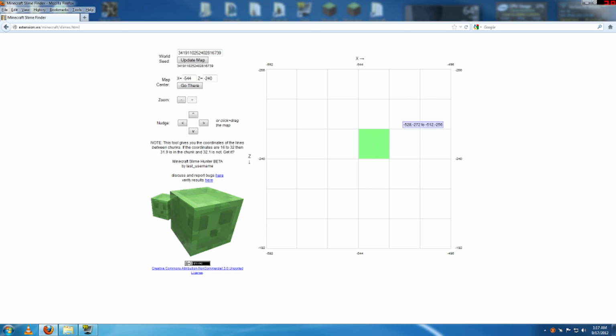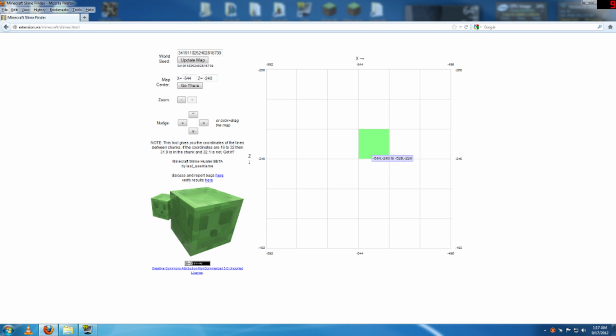Draw a square just like this, and in this corner you write X, -544, and Z, -240. So take this little corner right here, because we know a chunk is a 16 by 16. So all we have to do is dig 16 this way and 16 this way. So in the Z, we dig 16, and on the X, we dig 16.